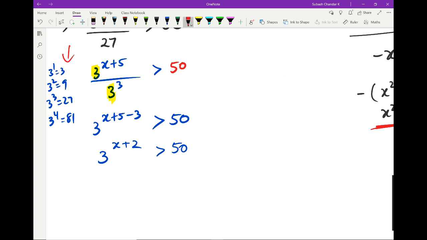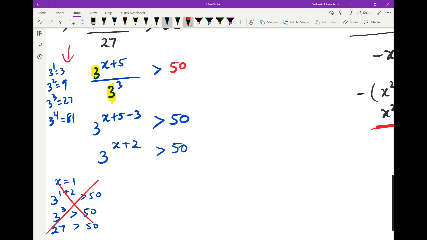So for example, if I put x equals 1, and guys, you are allowed to do this in the assessment, then this would be 3 to the power of 1 plus 2, which is 3 to the power of 3, greater than 50. 27 is greater than 50? Well, no, so that's not going to work.